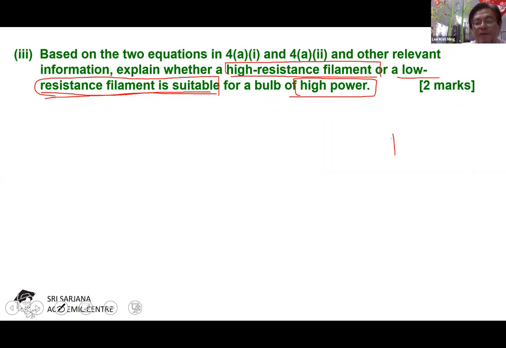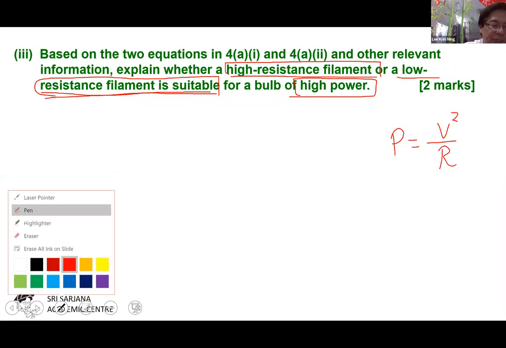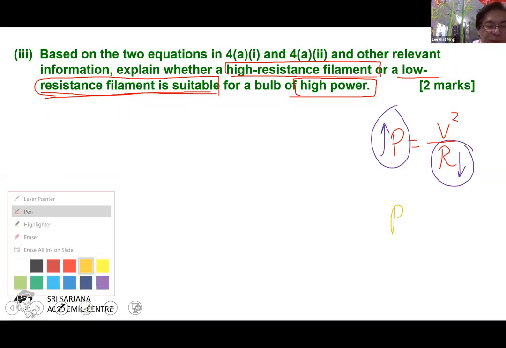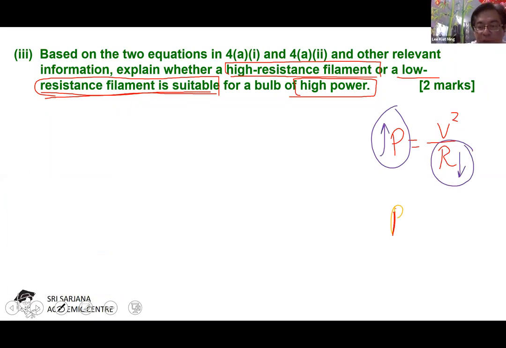Then the formula is going to be this: P equals V squared over R. We want high power, meaning take a good look, this one must be high. P high, then R must be low. R must be low to allow bigger current to flow. Understand that? So that it will become hotter and brighter.